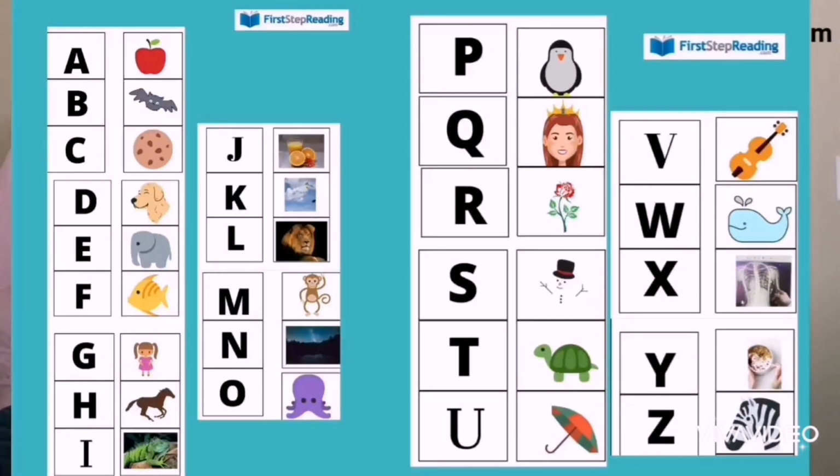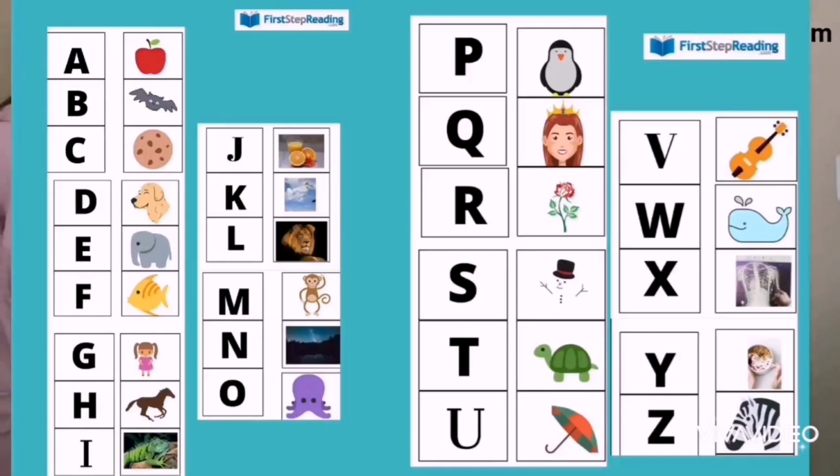The J says j. The K says k. The L says ooh, like juice, kite, and lion. The M says mm. The N says mm. The O says ah, like monkey, knight, or octopus. The P says p.